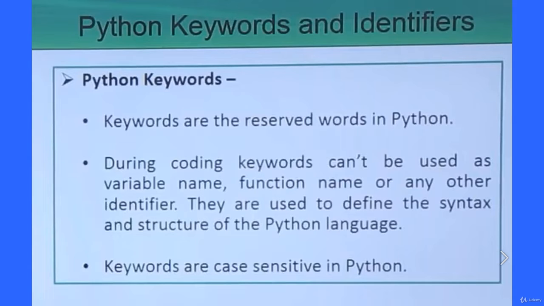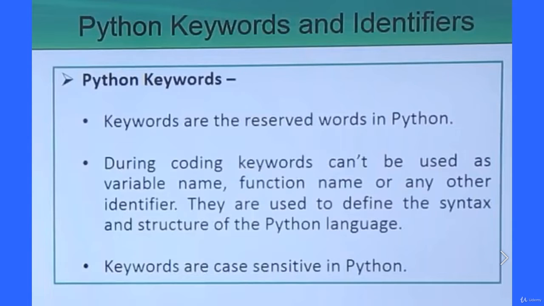So during coding, keywords can't be used as a variable name and function name or any other identifier. That means keywords are reserved for the keyword purpose only. They cannot be used as a variable name or say identifier or say function name, module name and so on. So that's why these keywords are reserved for them. So they are used to define the syntax and the structure of the Python language.